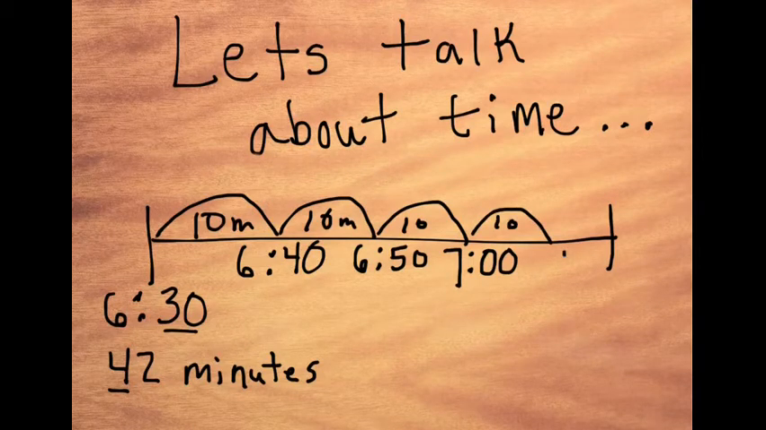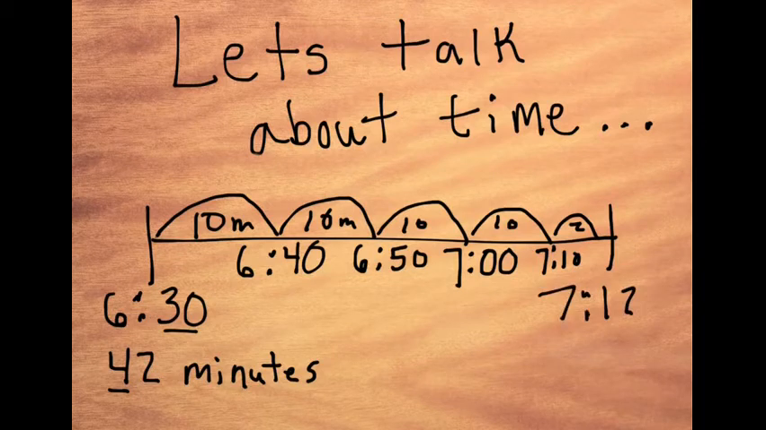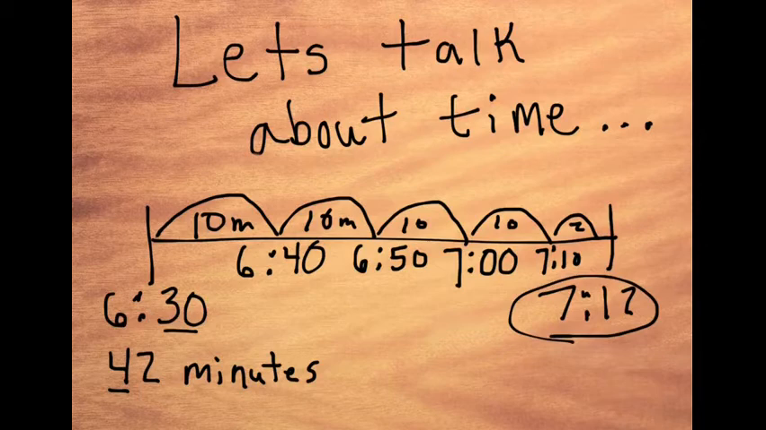0 plus 10 is 10. I did not pass 60, so I'm still at 7. 7:10. That's my 4 jumps of 10, or 40 minutes, but I still have 2 more minutes to jump. So what time will I land on? 10 plus 2 is 12. I didn't pass 60, so my hour is still 7. So my end time is 7:12.